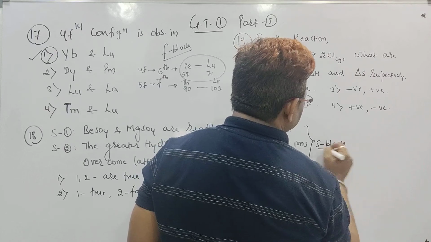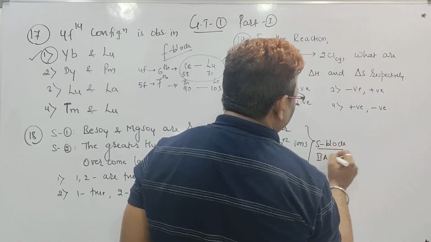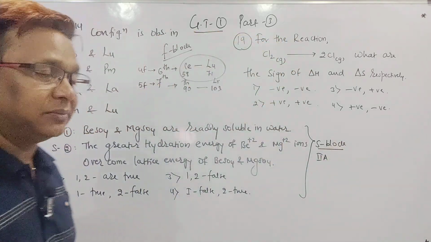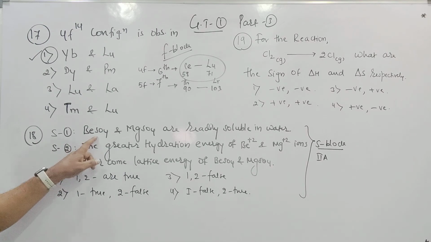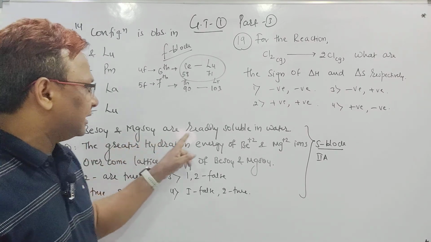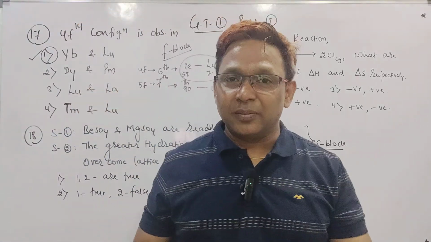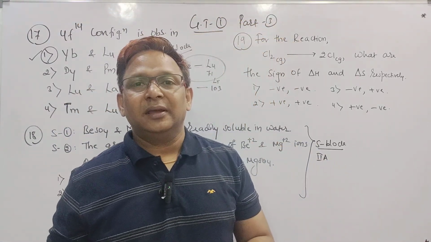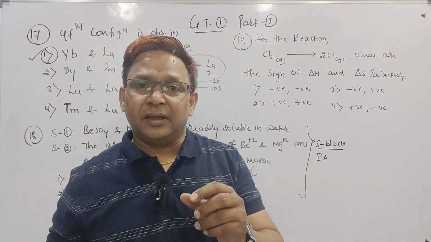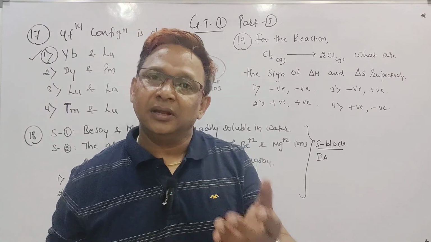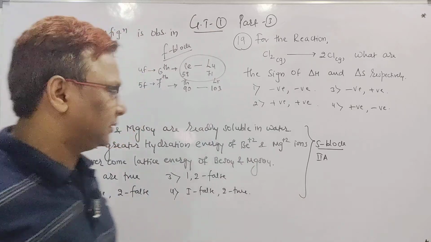Beta, in the S block, this question belongs to the 2A group elements, called the alkaline earth metals. They wrote that barium sulfate and magnesium sulfate are readily soluble in water. But why this? One small concept is there. If any compound has a higher hydration energy, it will be easily soluble in water.